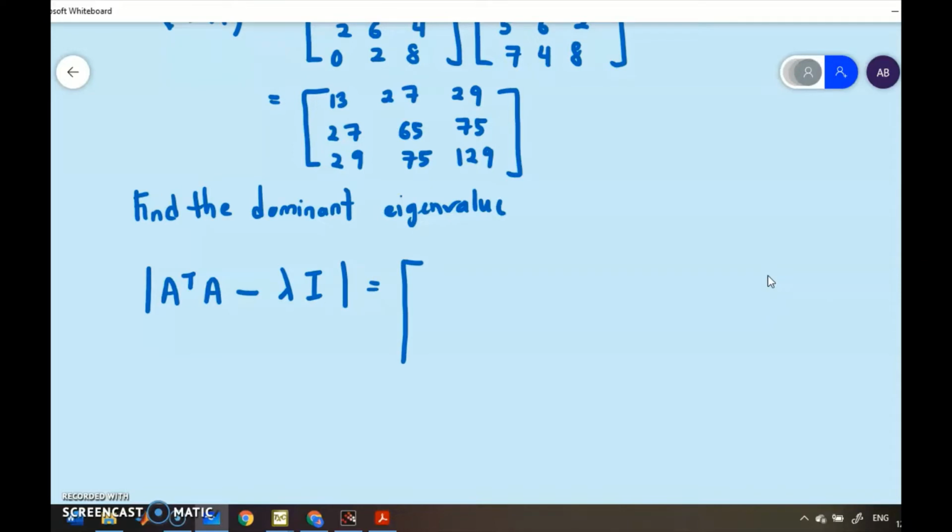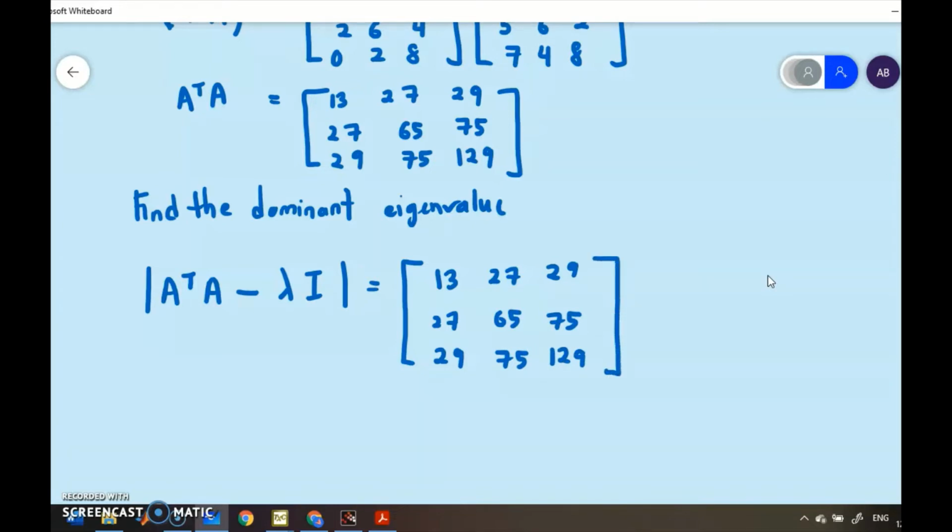So we have, this is the A transpose A, right? This is the one you found earlier on. You have 13, 27, 29, 27, 65, 75, 29, 75, 129 minus lambda, and this is your identity matrix: 1, 0, 0, 0, 1. Okay, don't forget the absolute sign here.